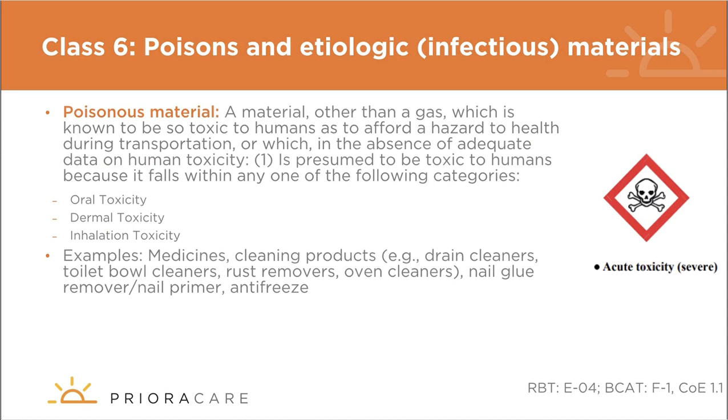Class number 6 includes poisons and etiologic materials. Specifically, a poisonous material is a material, other than a gas, which is known to be so toxic to humans as to afford a hazard to health during transportation, or which, in the absence of adequate data on human toxicity, is presumed to be toxic to humans because it falls within any one of the following categories: oral toxicity, dermal toxicity, or inhalation toxicity.